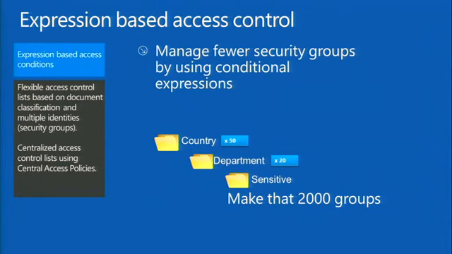Now, we did that, but we still need to apply 2,000 ACEs, right? Because I didn't save that. I just saved it to 71 groups, which is great.